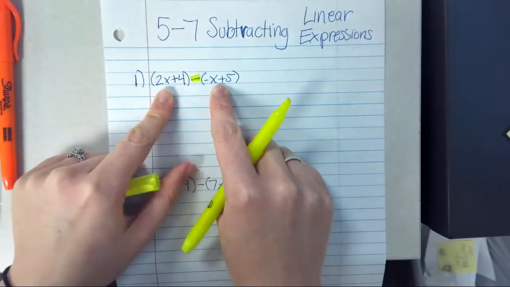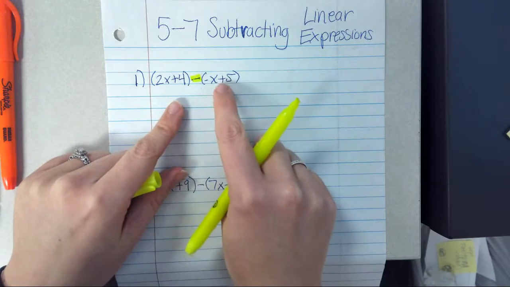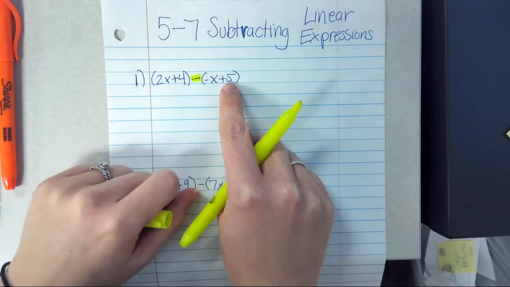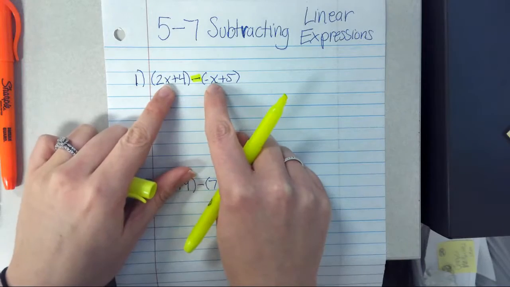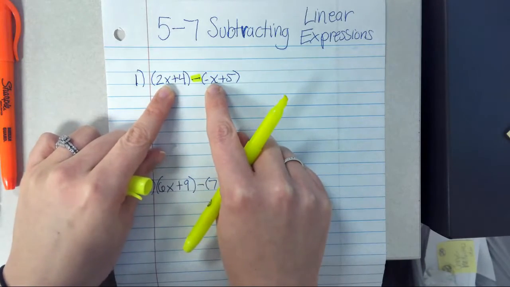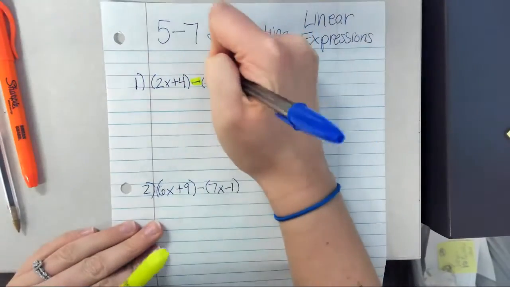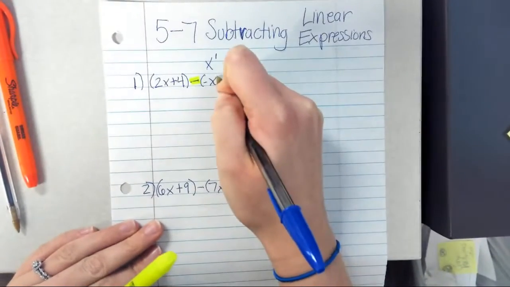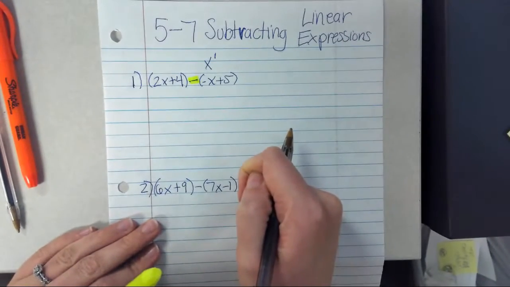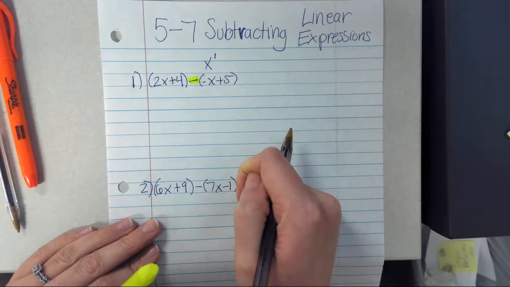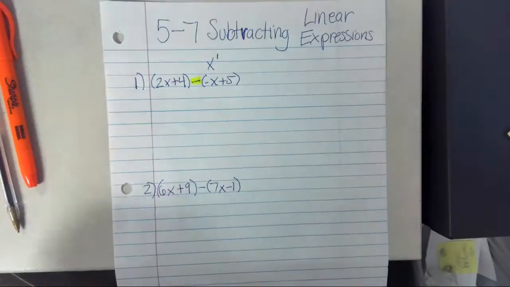Remember, an algebraic expression has a variable, at least one operation, and numbers. And then a linear expression is where the variable is to the first power, so meaning like x to the first power like that. And when it's to the first power, we don't put anything. And then it also can't be multiplied by another variable. So these are both linear expressions, and we are subtracting them.